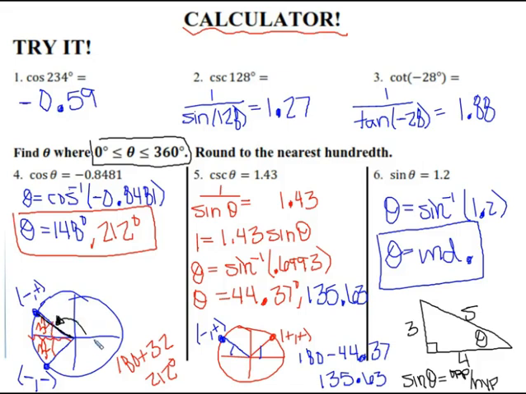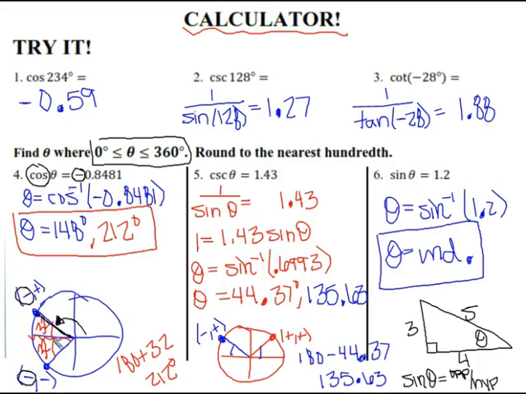So we want to figure out in which other quadrant is cosine negative, because that's where our first angle is located. It's an actual negative value. Notice how we're dealing with a negative number right there. So in which other quadrant is cosine negative? That would be this third quadrant.